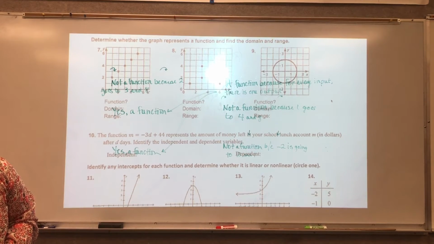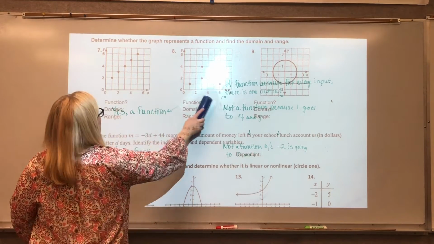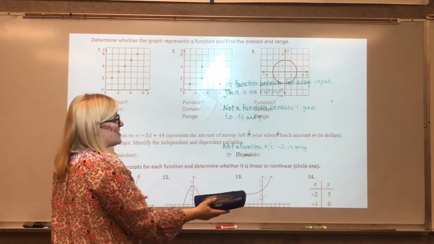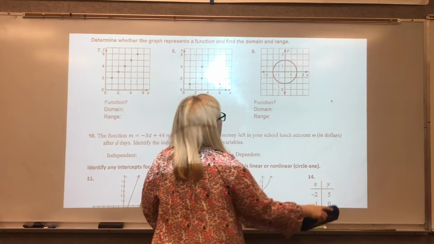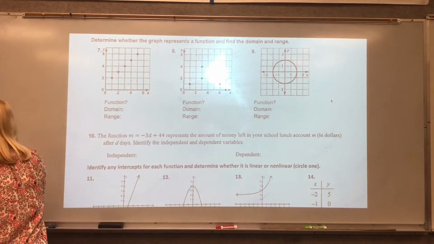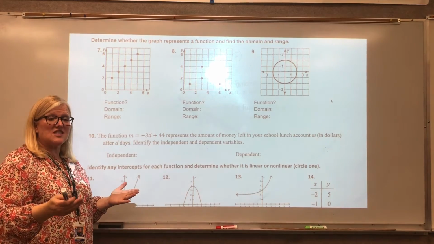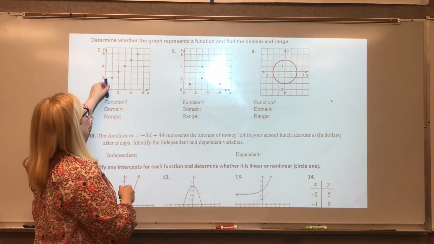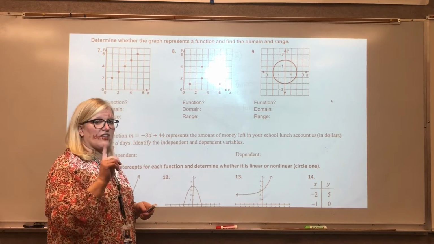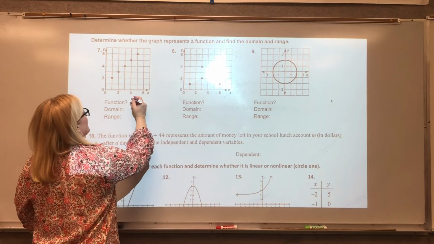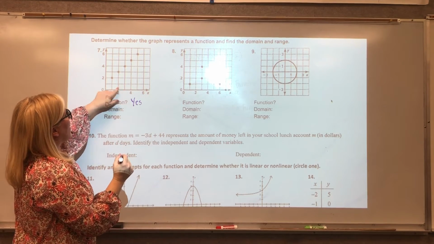We're going to determine whether the graph represents a function, and we're going to find the domain and range. We can also find the domain and range of graphs that are not functions. And I'll show you that in just a second. Okay, so is this a function? The main thing to look at with graphs is to see if it passes the vertical line test. Okay, so I can put a vertical line through every one of these and I only hit things once. So is this a function? Yes, it is.